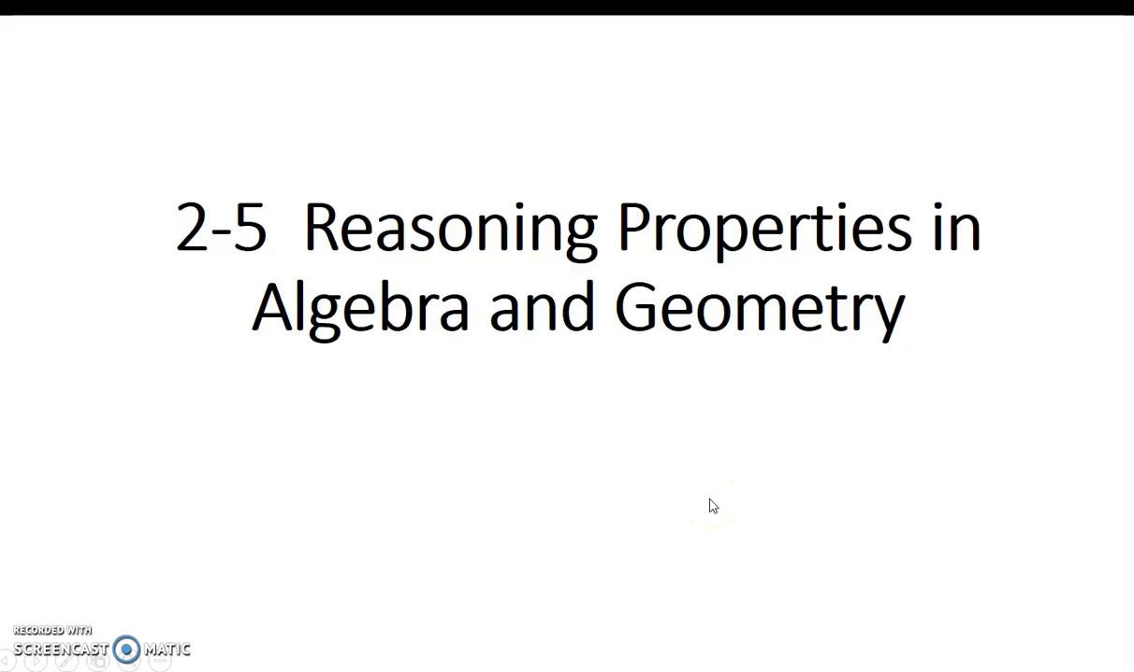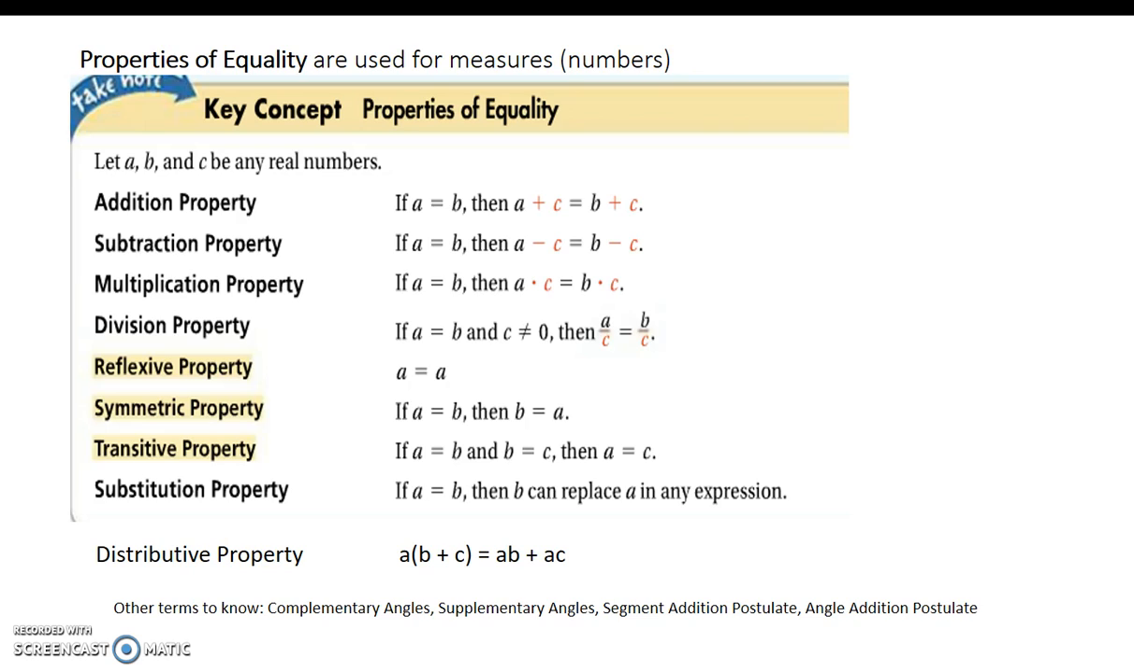Welcome to a video on Chapter 2, Lesson 5. This is one of the first sections where we start looking at proof a little bit. In order to do proofs, we need to have certain rules that we can use to explain why we're doing certain things. So this is kind of the list that we might use in this lesson right now.